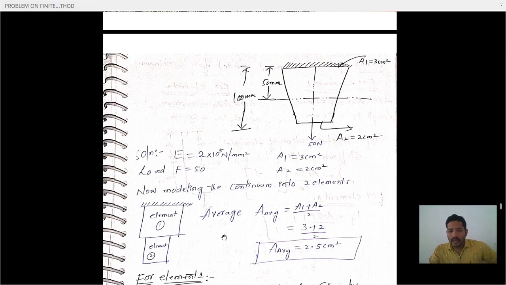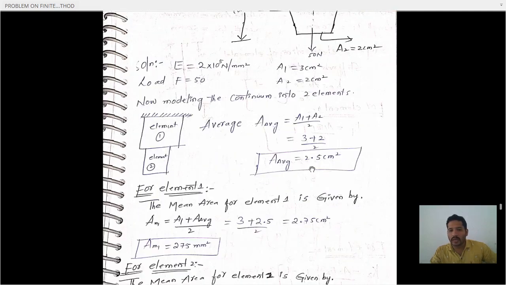First of all, what we need to find out? We need to find out the average area. How to find out? Average area is equal to the area of the larger end plus the area of the smaller end, divided by 2. Area of the larger end is given as 3 centimeter square, plus the area of the smaller end of the taper bar, 2, by 2. Then you will get 2.5 centimeter square as the average area of the taper bar.